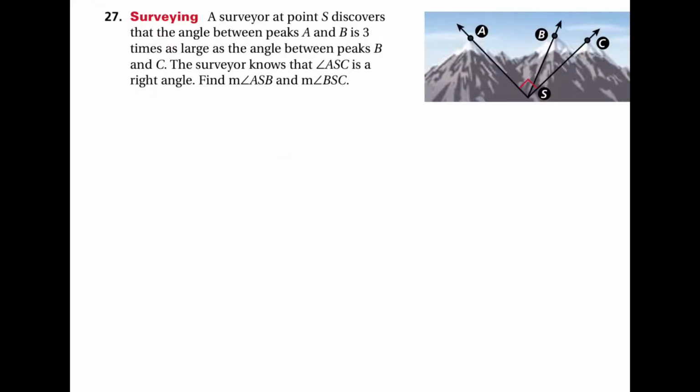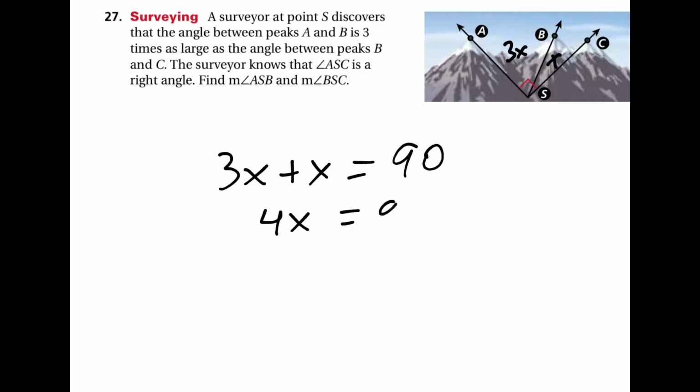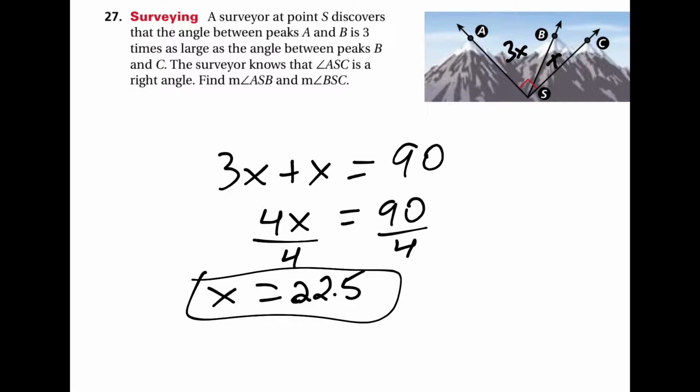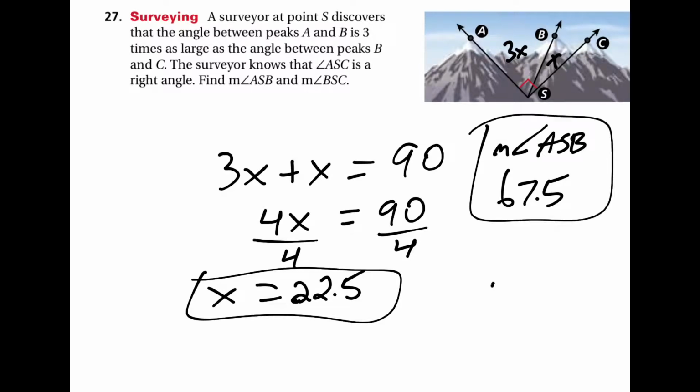Skipping the protractor equations, we have this ratio of the angles between peaks A and B, which is 3x, and between peaks B and C, which is just x. We know that if we add these two together, we get 90 degrees. If 4x is equal to 90 degrees, we can divide both by 4, and this will give us that x is equal to 22.5. They want to know what the measure of each of these angles are, so if we triple that, we get 67.5. That would be the measure of angle ASB. And then the measure of angle BSC is just 22.5.